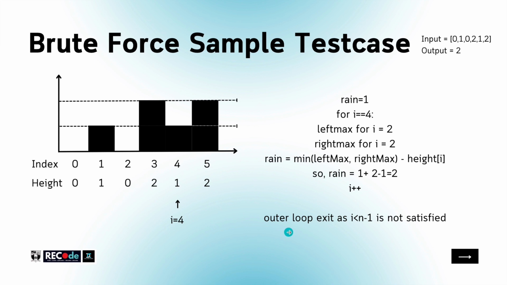The value of rain is still 1, but we are now at index 4. Left max and right max is both 2. We take minimum of left and right max, which gives us 2, minus height of I, 1. So you add 1 plus 2 minus 1, which gives us 2.